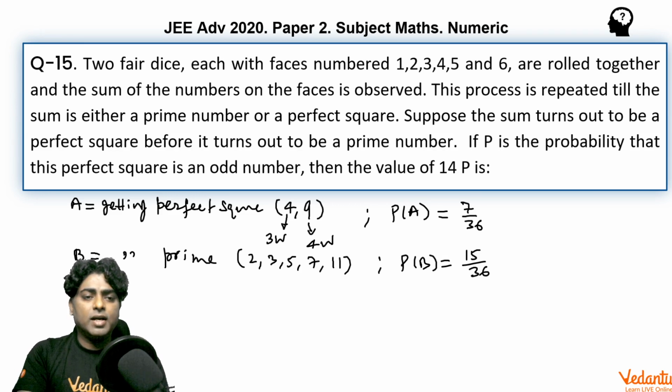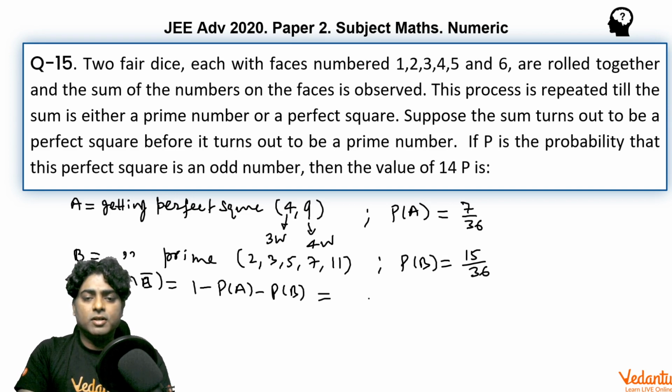It may happen that we are not getting A or B, neither the perfect square nor the prime. It may happen. So P(A bar intersection B bar) would be basically 1 minus P(A) minus P(B). So this is also important to find here. So that would be 1 minus 7 upon 36 minus 15 upon 36. That would be 14 upon 36.